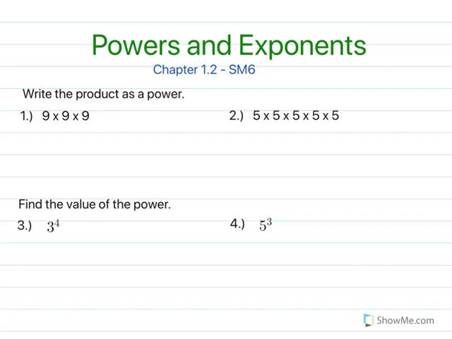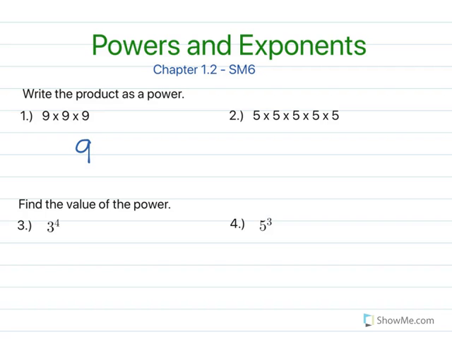The directions say to write the product as a power. And so with this, all we're going to be doing is writing this using an exponent. So I have 9 times 9 times 9. I want to be able to use a power to represent this problem. So I first have to identify what is the base. The base is the number that's being multiplied, which in this case is 9.